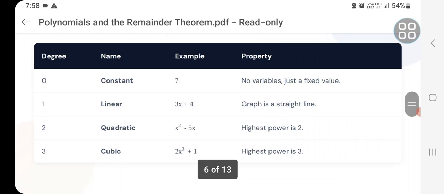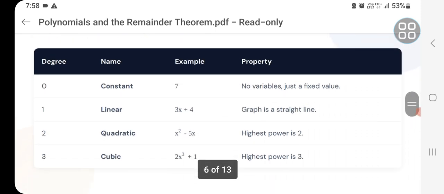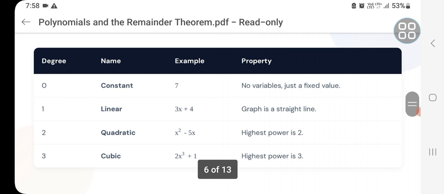Okay, next, classification by degree. So degree is nothing but the highest power of the polynomial. Okay, so see the first one. I have the 7. Okay, what is the variable here? x power 0. So x power 0, anything power 0 is nothing but 1. So 7 into 1 is 7. So here I have the variable, that variable is x power 0. So x power 0 became 1, so the answer will be 7.